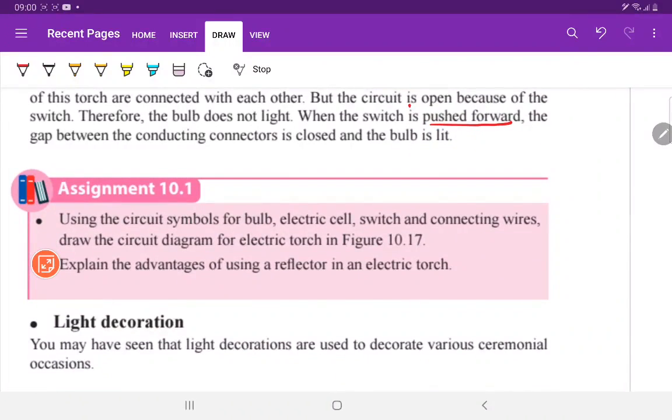Using circuit symbols, assignment 10.1, I'm reading: Using the circuit symbols for bulb, electric cell, switch, and connecting wires, draw a circuit diagram for the electric torch of figure 10.17. Explain the advantage of using the reflector in an electric torch.